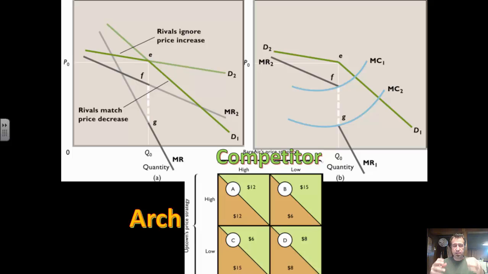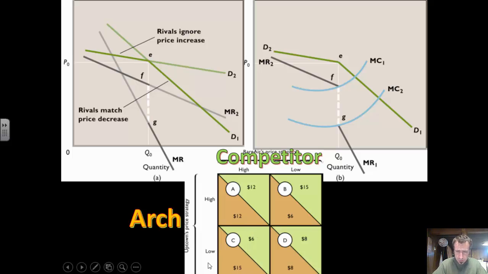So let's look at this. We have Arch and we have a competitor. What should Arch do if Arch doesn't know what the competitor is going to do? And again, if we notice here, it's high or low prices. Game theory can be anything: tell the truth or lie, take drugs or don't take drugs, study for a test or don't study for a test. But in this case, with oligopolies, it's almost always high price or low price.